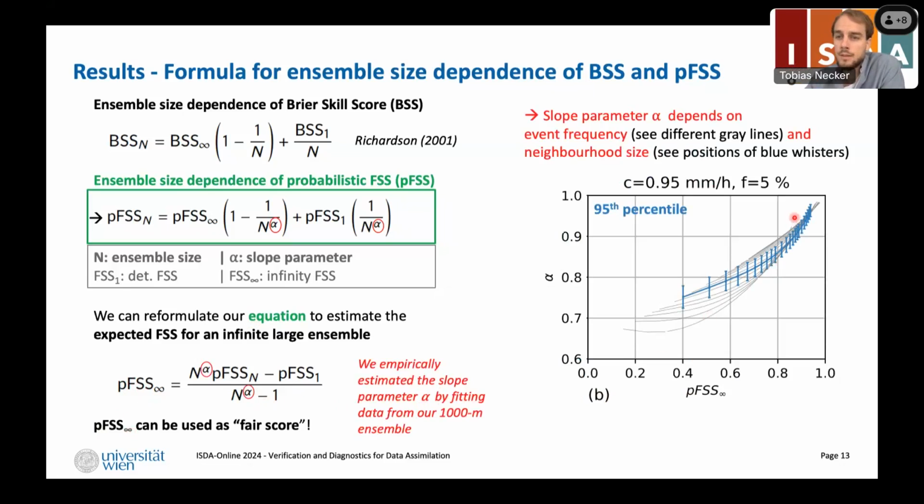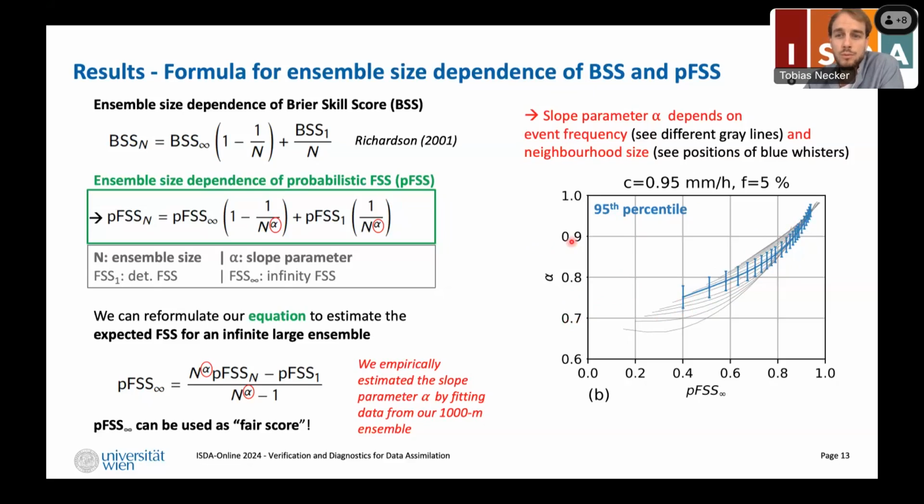And this is the distribution of alpha values that we get for all our cases that we evaluated. Different lines show different frequencies of the forecasted event. And in blue, you can see highlighted the 5% most extreme precipitation events. The different whiskers show different neighborhood sizes. So this means for a grid scale neighborhood, you should choose an alpha of about 0.75, but while you move to larger neighborhoods, you can choose an alpha that's closer to 1.